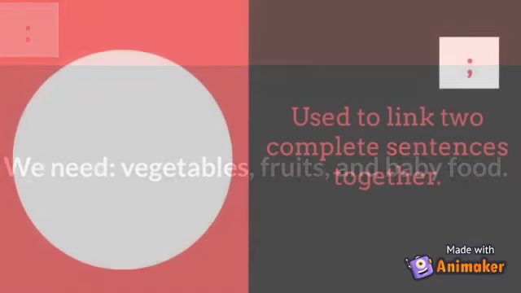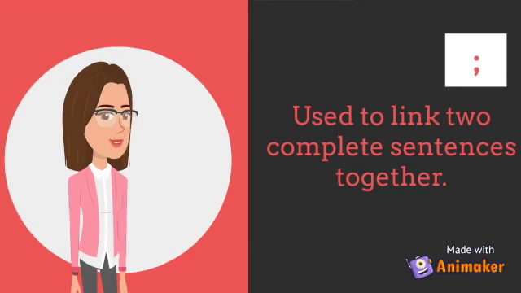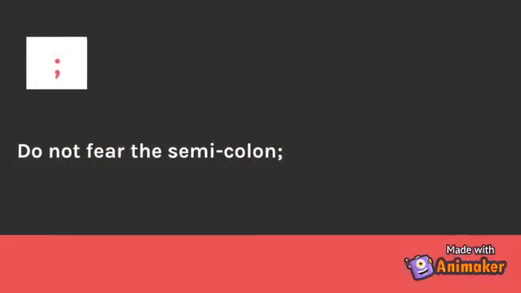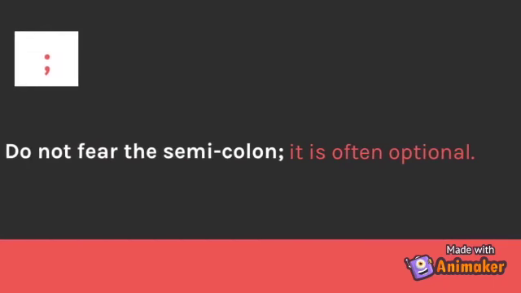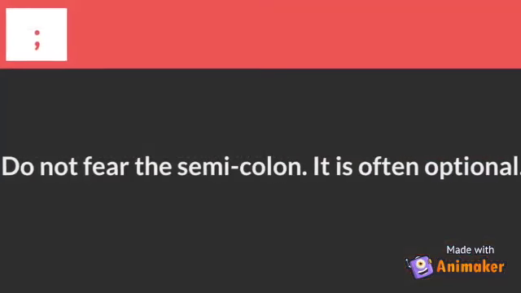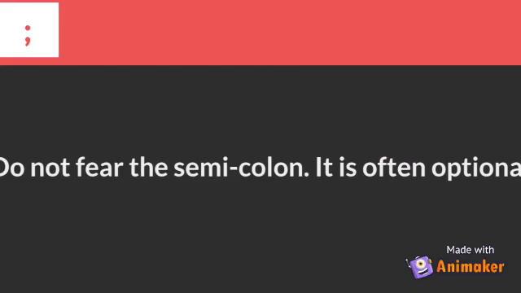Let's move on to the semicolon. The semicolon is used to link two complete sentences together. Often, you can separate both sentences and make two complete different sentences. Here is an example of a semicolon. Do not fear the semicolon; it is often optional. Here you can see that we took out the semicolon and made two different sentences: Do not fear the semicolon. It is often optional. As you can see, the semicolon was optional in this case, and we could make two complete different sentences.